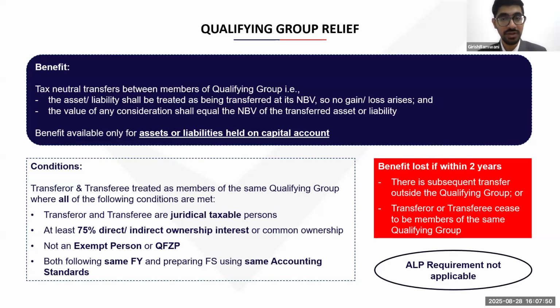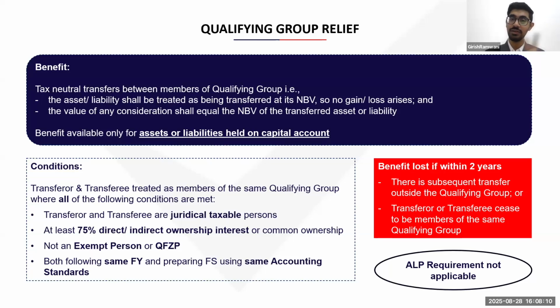Then, after you have availed this benefit, it may also be lost if within 2 years you transfer that asset or liability outside the qualifying group to any third party outside the group. Within 2 years, you cannot transfer. If you have transferred, the benefit will be reversed. Everything, all the entries, all the adjustments are going to be reversed and you have to pay the taxes.